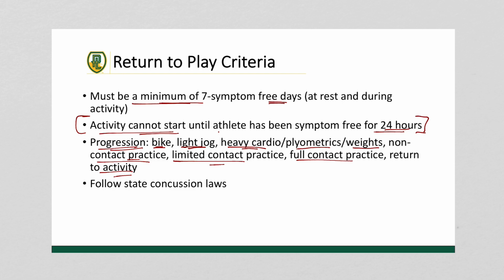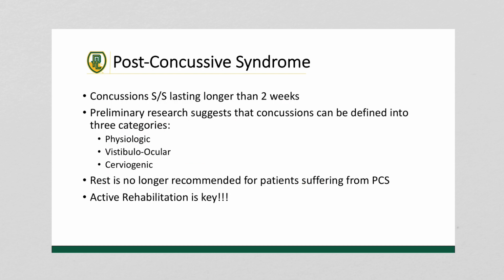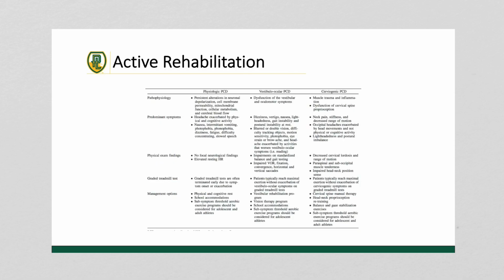Now, there are some states that have specific concussion laws in place. And so in that instance, you want to follow those, or you could be held liable. Post-concussive syndrome, symptoms lasting longer than 2 weeks most often. But again, it could very well last longer than that. Preliminary research suggests that concussions can be defined into 3 categories: physiologic, vestibulo-ocular, cervicogenic. So I'm going to skip the slide and go here.